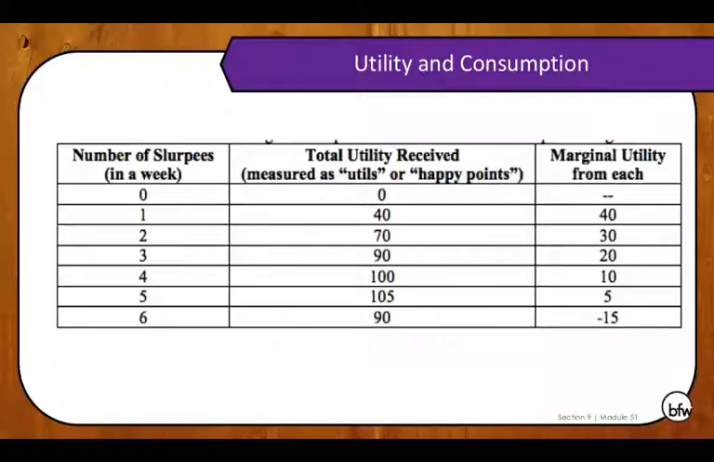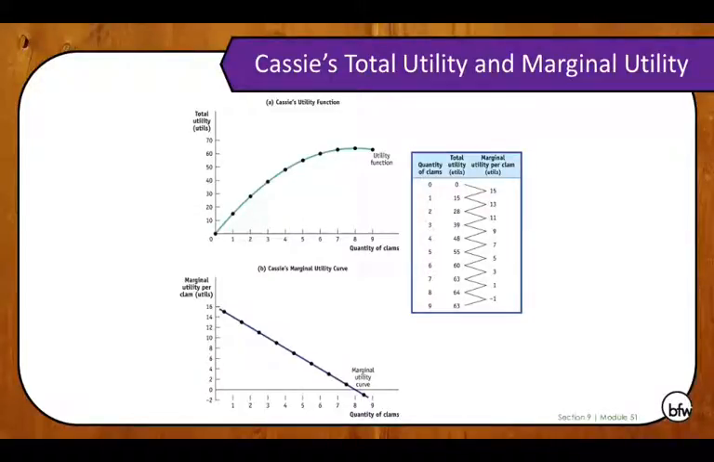If we were to plot the total utility function, we would do so by plotting total utility on the vertical axis. Now here, we're looking at a consumer named Cassie and the utility she gets from consuming clams. If we were to plot this, we would plot the quantity of clams that she would consume on the x-axis, and we would plot her total utility in utils, or happy points, on the y-axis.